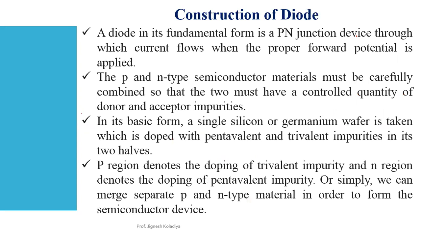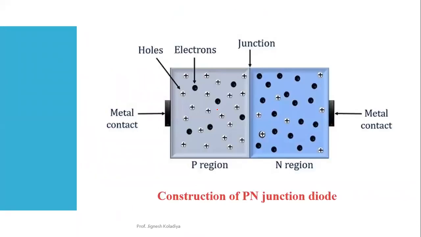Now, construction of the diode. So diode in its fundamental form is a PN junction device through which current flows when proper forward potential is applied. So P and N type semiconductor materials must be carefully combined so that the two have controlled quantities of donor and acceptor impurities. So here you can see the construction.